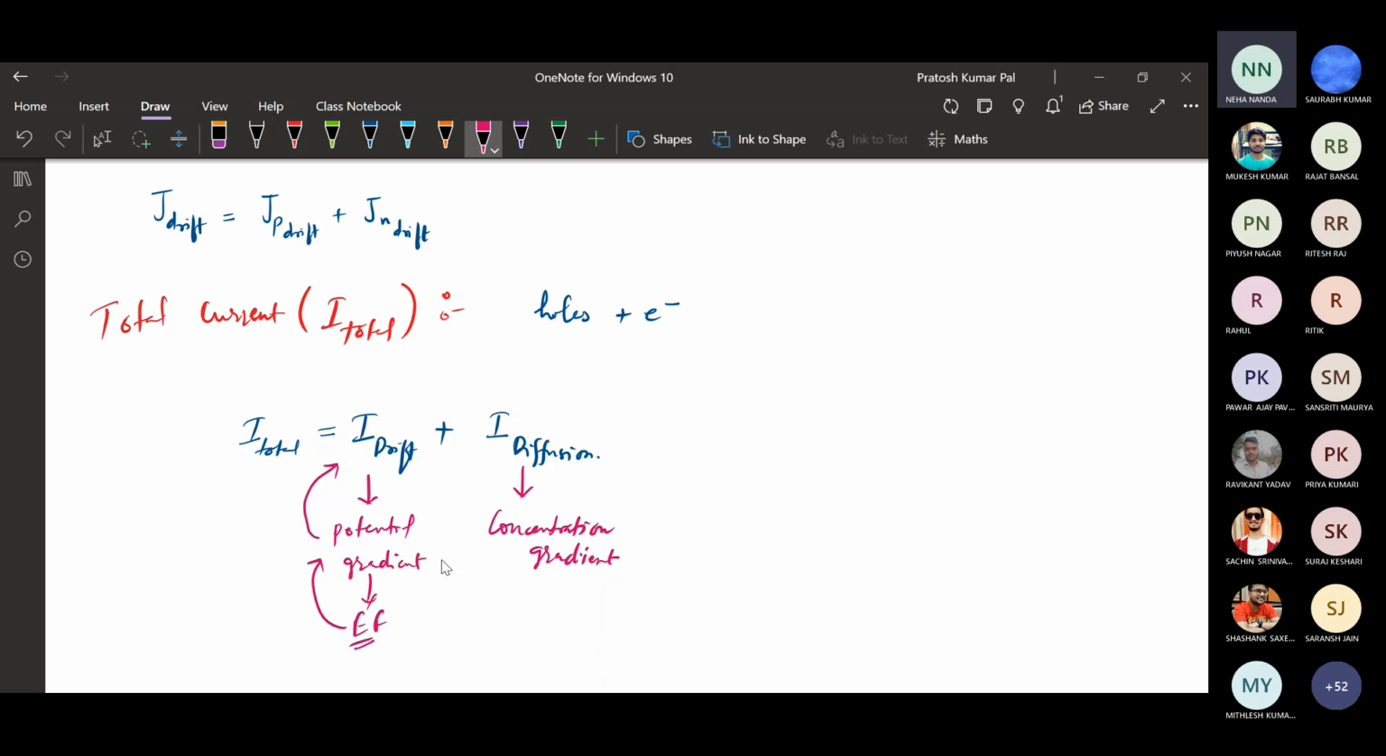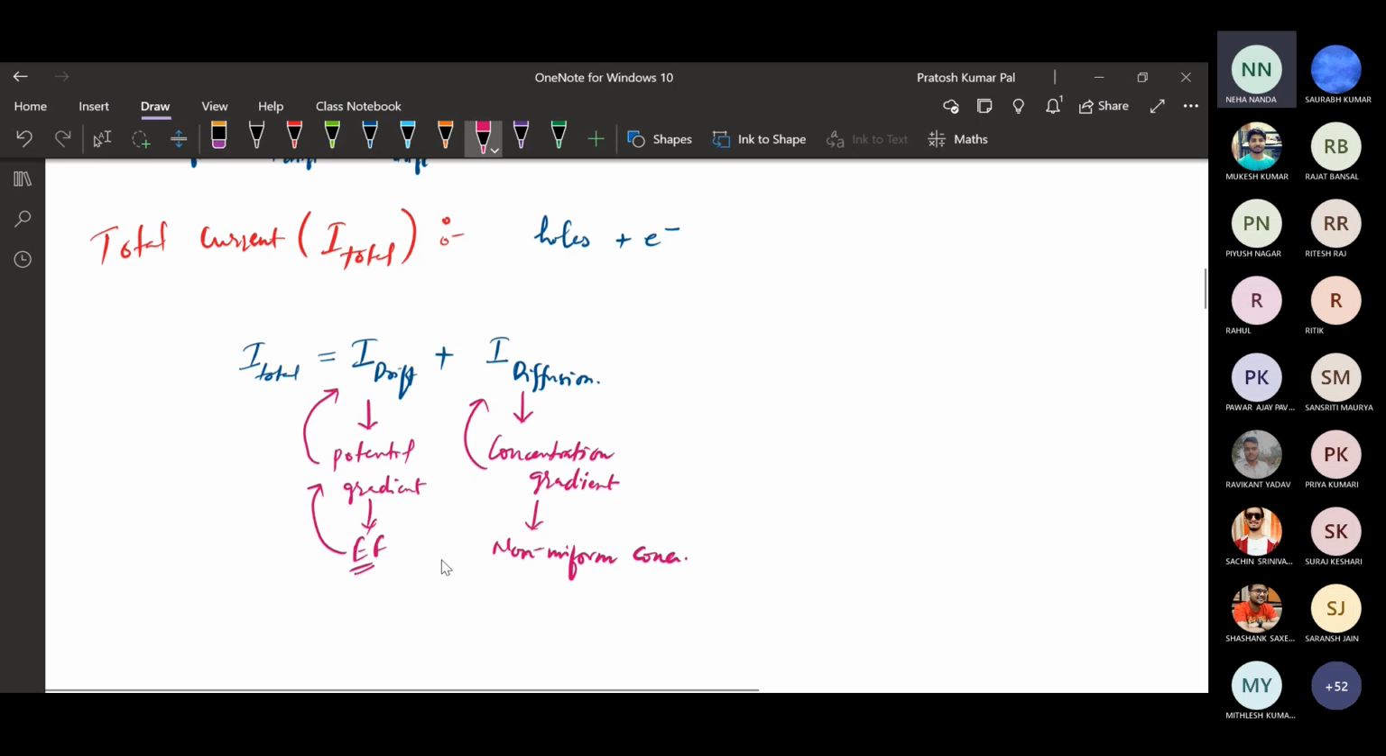So this concentration gradient is because of the non-uniform concentration. Because of non-uniform concentration, there will be a concentration gradient, and this concentration gradient will cause the diffusion. Okay, so this is the total current in a semiconductor.